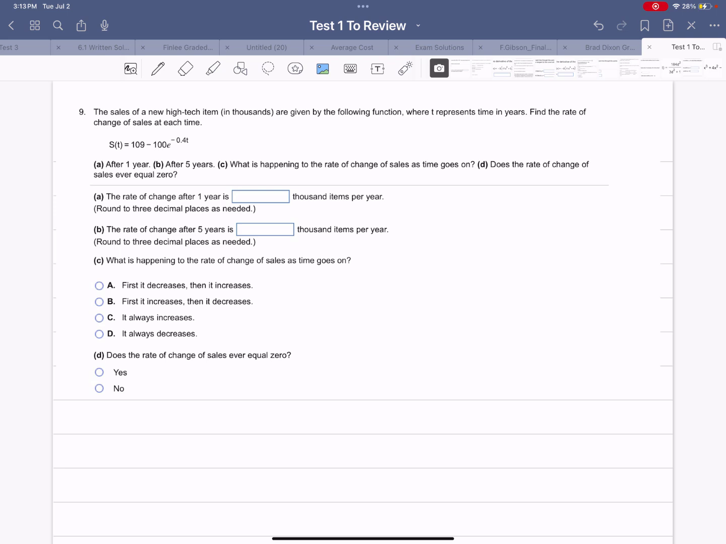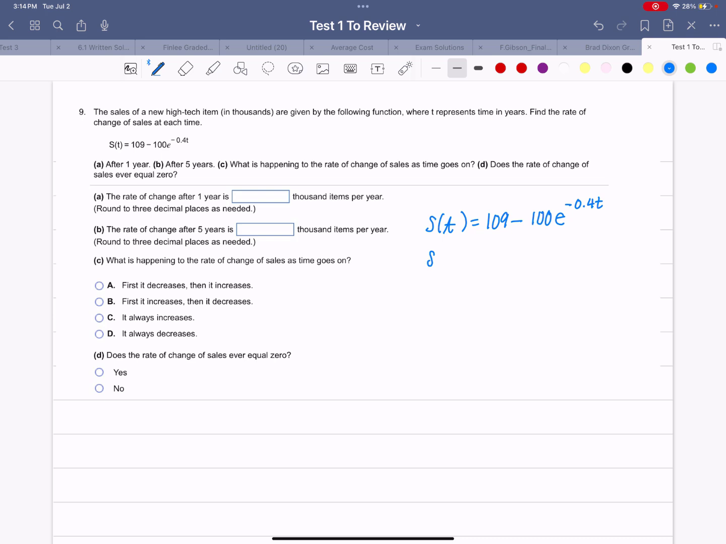The sales of a new high-tech item in thousands are given by the following function, where t represents time in years. Find the rate of change of sales at each time. So find the derivative at each time. So we've got S of t is 109 minus 100 e to the negative 0.4t.